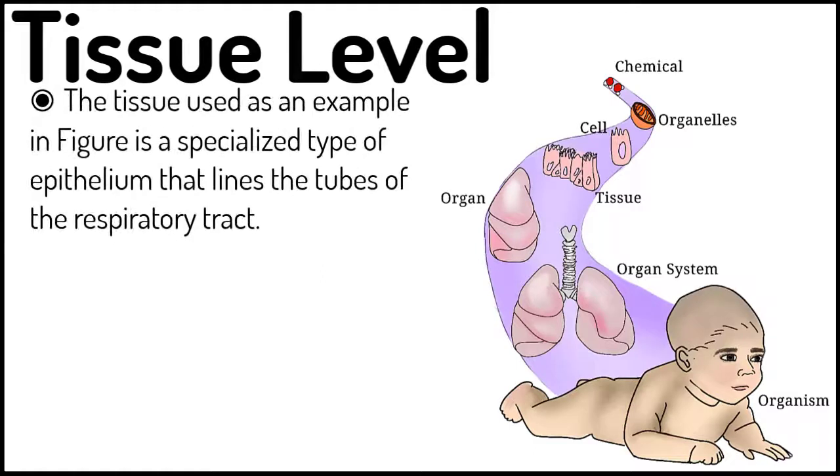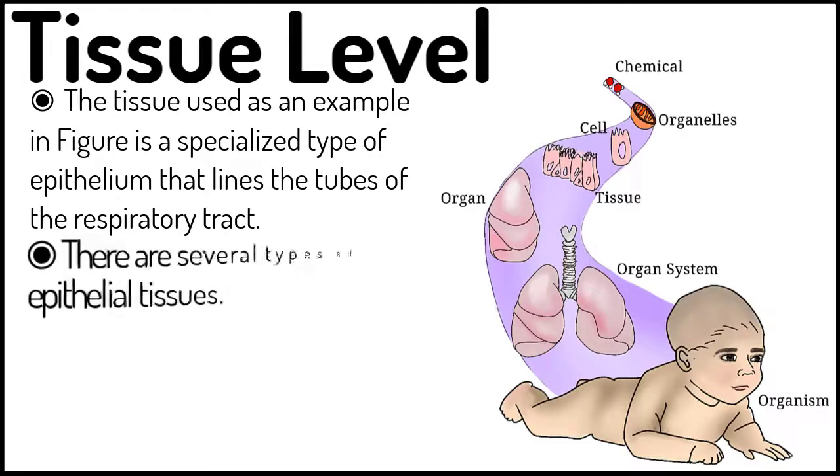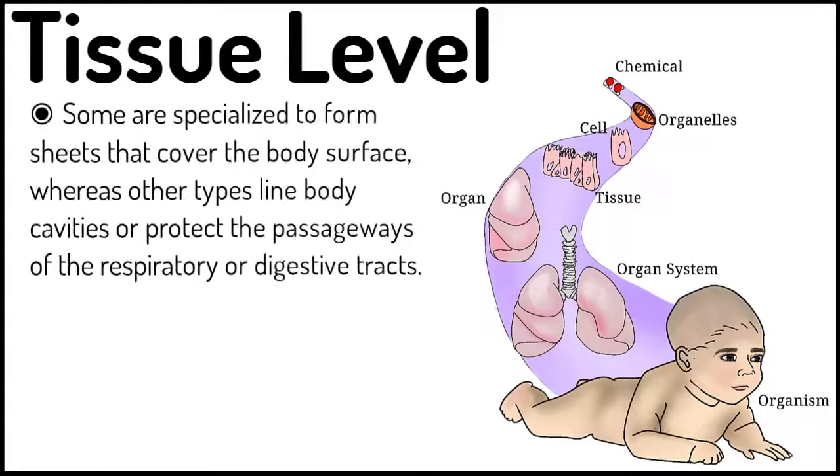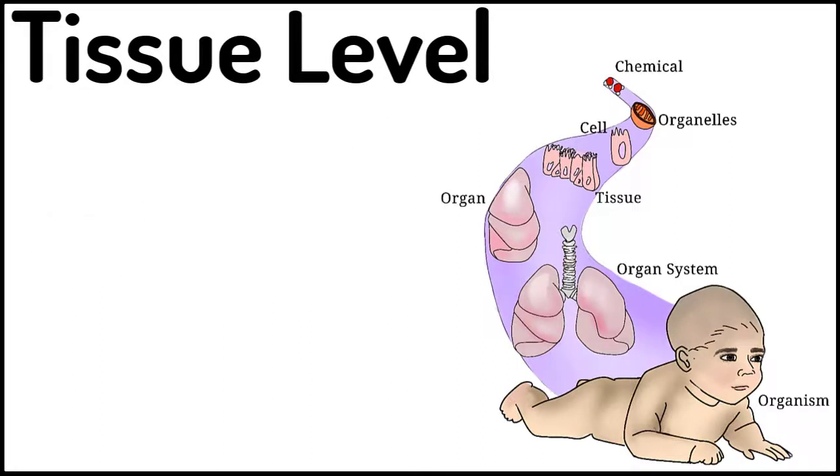The tissue used as an example in the figure, as you can see, is a specialized type of epithelia that lines the tube of the respiratory tract. There are several types of epithelial tissues. Some are specialized to form sheets that cover the body's surface, whereas other types line body cavities or protect the passageways of the respiratory or digestive tracts. The details of tissue structure and function will be discovered in the next videos.